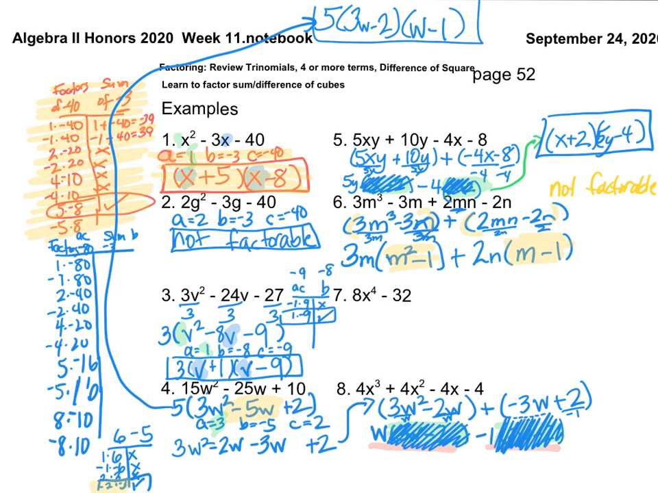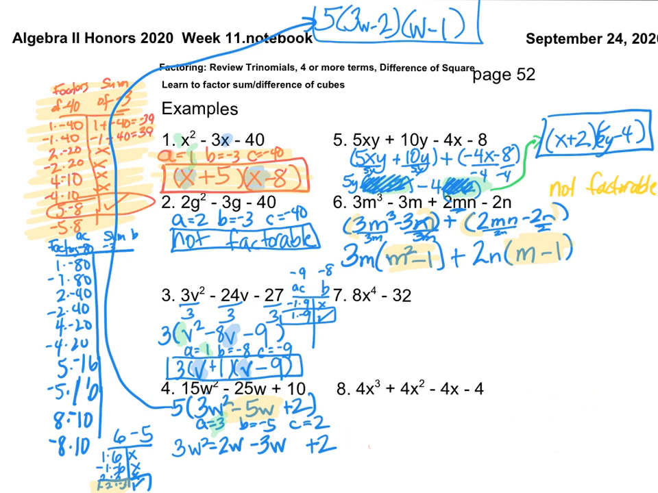All right, let's look at number 8. I want to do number 8 first, and I'm going to erase so I'll have space to do number 8. When I look at number 8, before I even started, I noticed they all have 4 as a common factor. I'm going to go ahead and take out that 4.